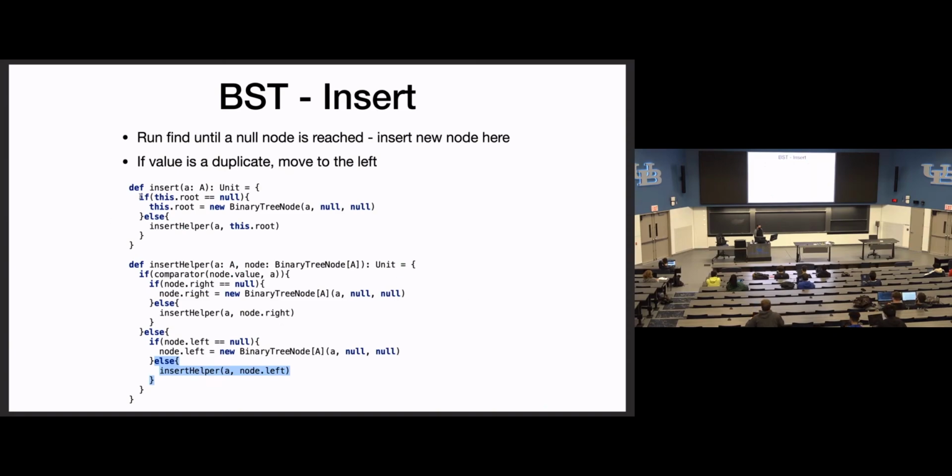Oh, yeah, I should mention this too. If the root of this tree is null, we have a brand new root. So when you insert that first value, don't do any recursion because you're going to get null pointer exceptions. If the root's null, this is the new root. Else, we're going to start at the root and start our recursion.